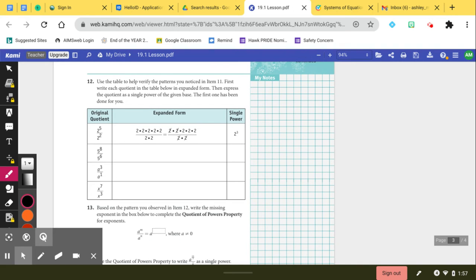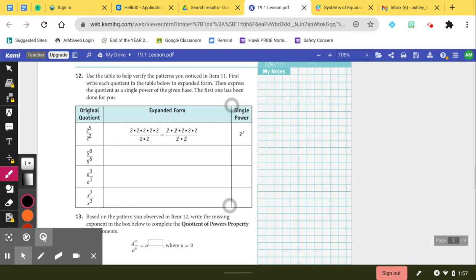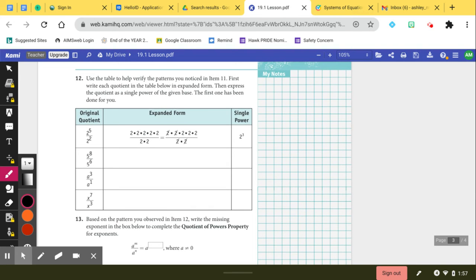And we're actually just going to jump to number 12, where we're looking at a different property. It says, use the table to help verify patterns we notice in item 11. First, write each quotient in the table below in expanded form, then express the quotient as a single power given the base. The first one has been done for us.